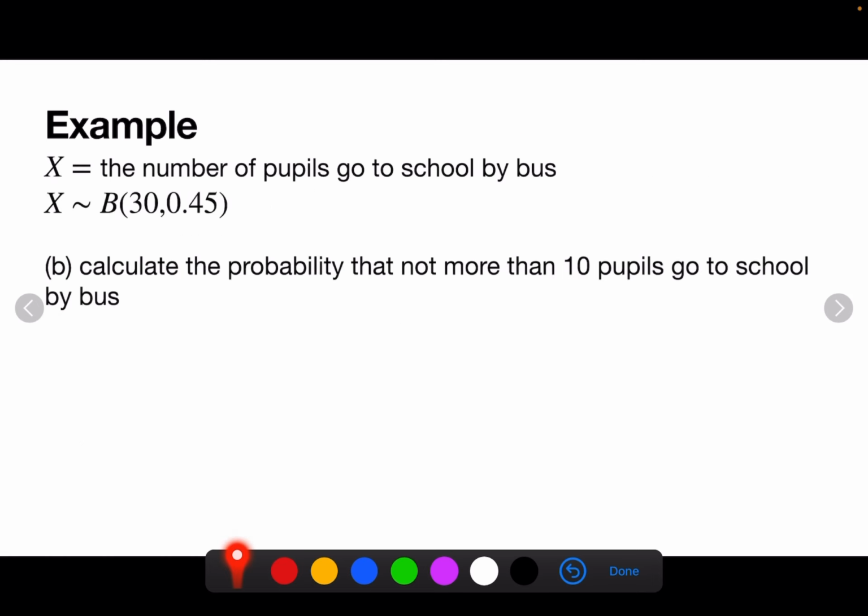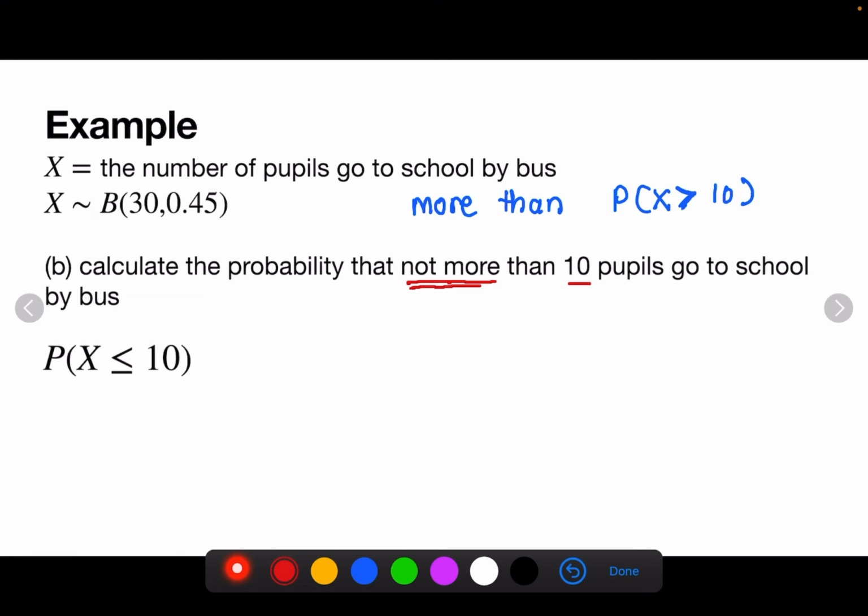Next, the probability that not more than 10 pupils go to school by bus. So, probability not more than. What does it mean? I think we've done this before, you may look at your notes. For more than, we use the symbol X more than 10. But now we have the words not more than, so we're going to use the complement. We write down probability X less than or equal to 10.